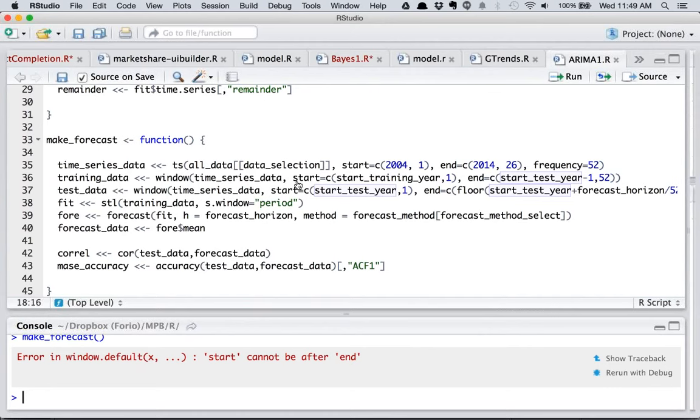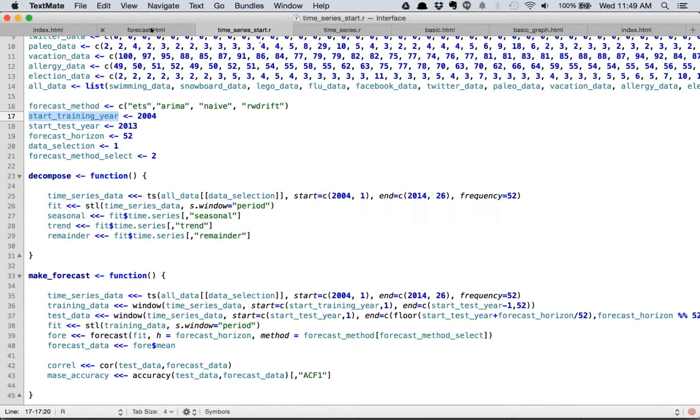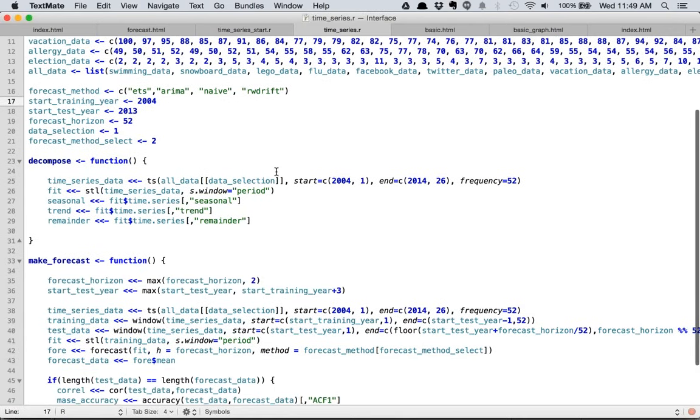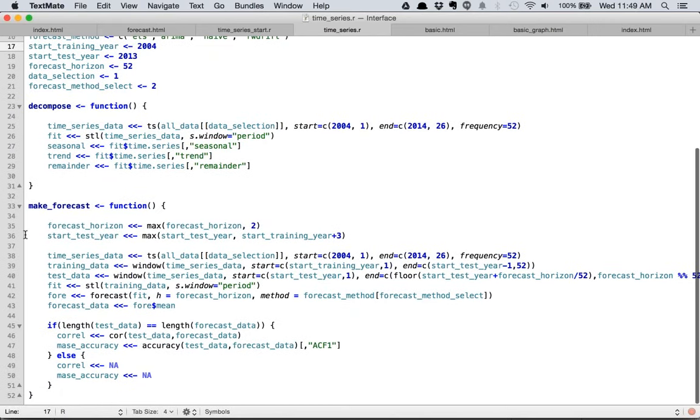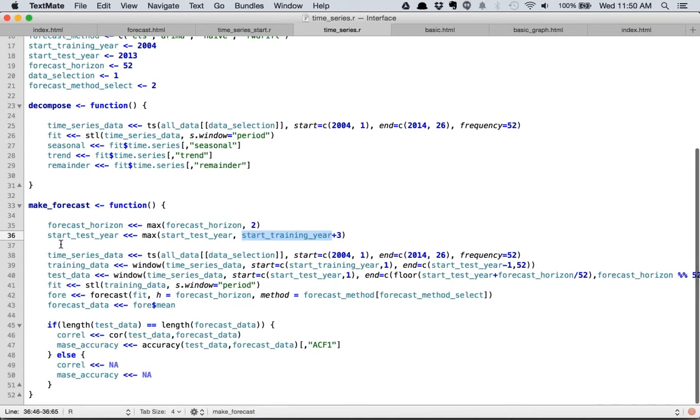And the way that we're doing that today is by using this time series example. This is the finished example, and we're adding a little bit of code to control for that. What we've done is add a forecast horizon, saying that the minimum forecast horizon has to be 2. So if the forecast horizon is less than 2, it's going to show 2 here. We're also saying that the start test year needs to be at least 3 years ahead of the training year, so that we have at least 2 years of training data that we can use for the forecast, because if we don't, the forecast method isn't going to work.